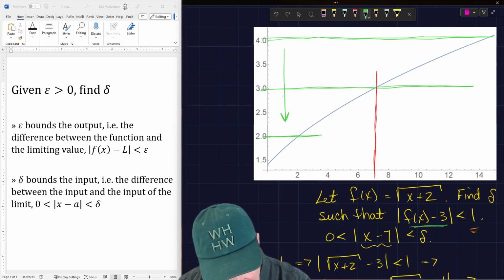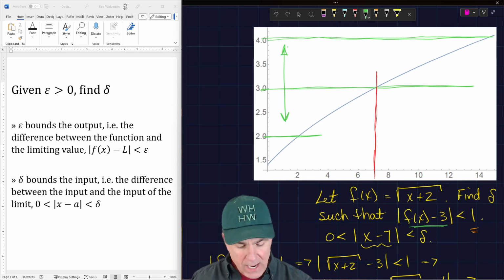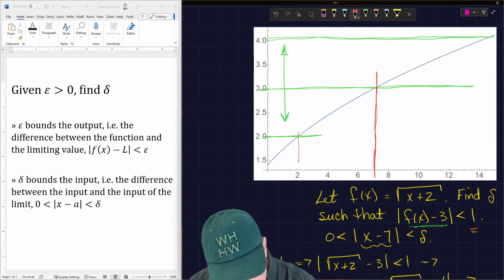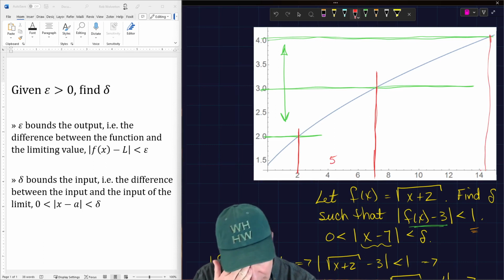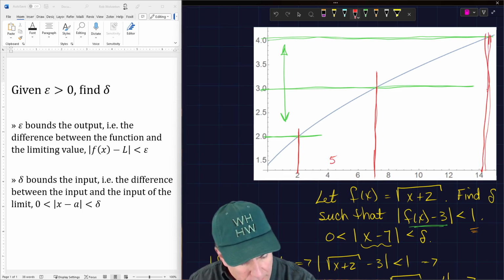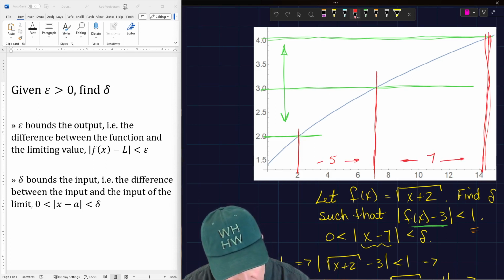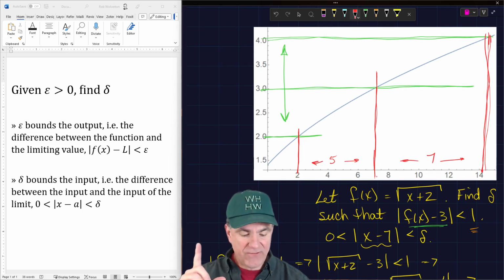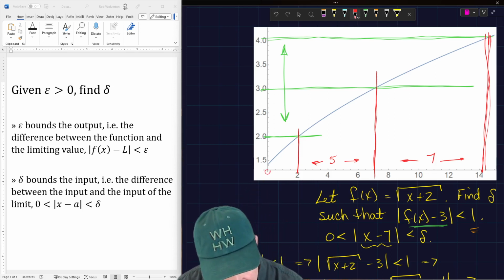So my output is limited in here. My epsilon, remember, was equal to 1. And so the question is, what is the limit on my input? Well, the input here is 2. This difference is 5. The input over here is way out at 14. And this difference is 7 over here. So what happens if I pick my delta equal to 7? So I have x minus 7 is less than or equal to 7. Well, then I include all the way over here to 0.